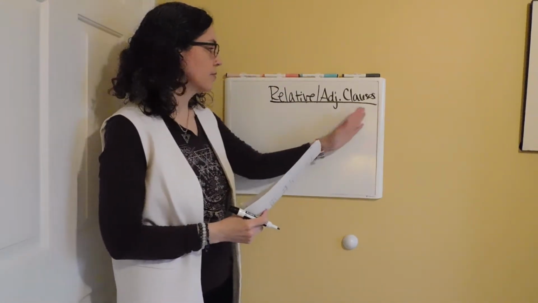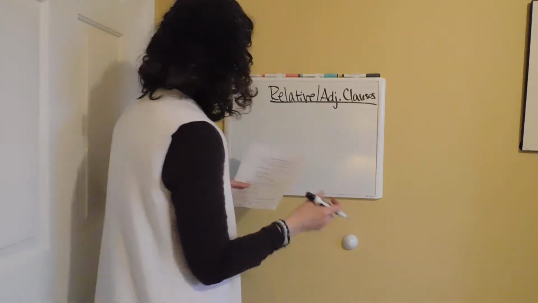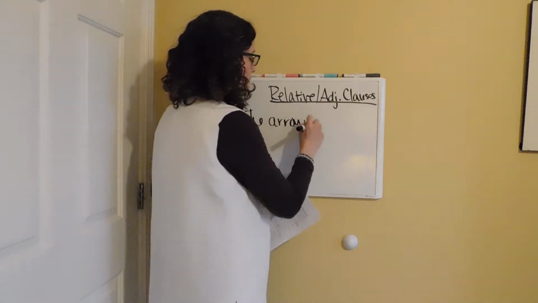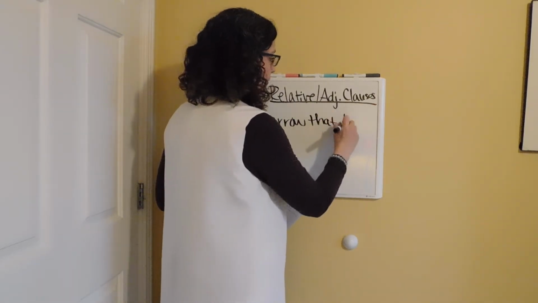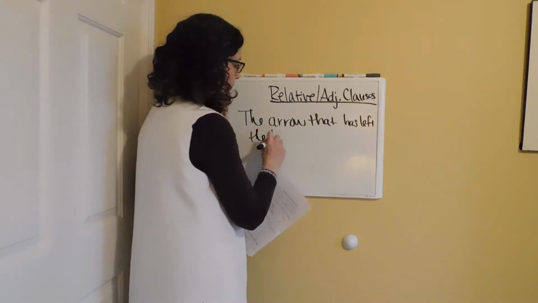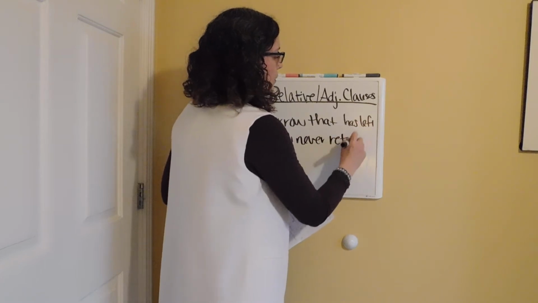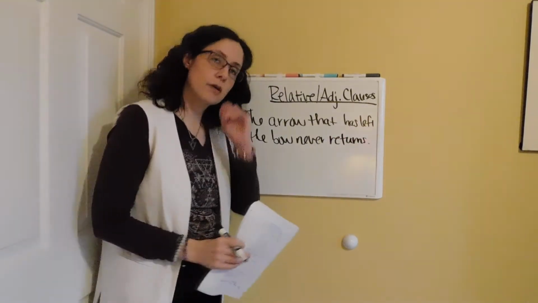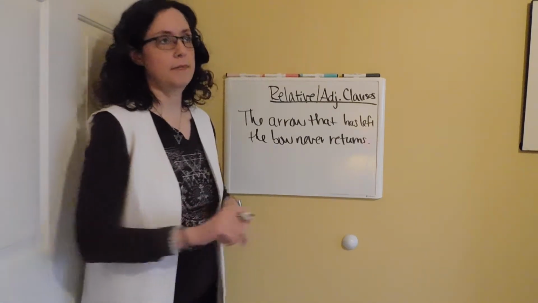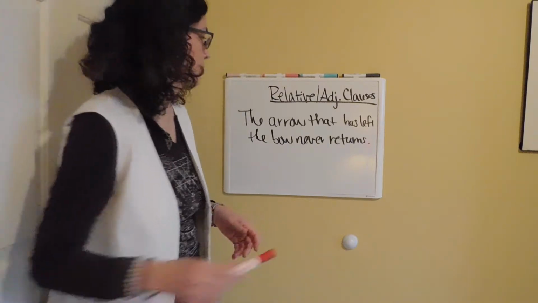Alright, so the adjectival clause, relative clause, here's a good example for you to consider here. The arrow that has left the bow never returns. Alright, so there's a relative clause here. There's an adjectival clause right in the middle of the main clause this time. This is a good example because it is an example of one occurring in the middle of a sentence.